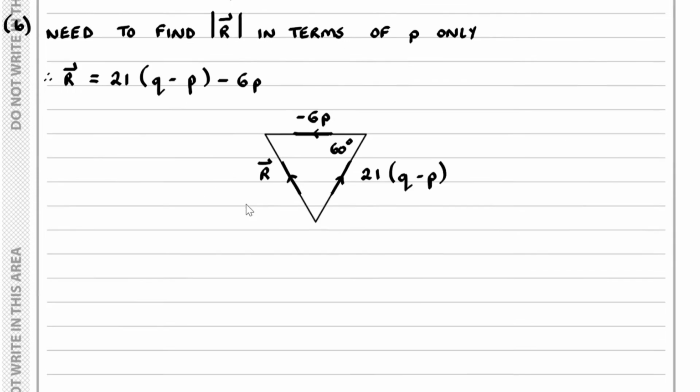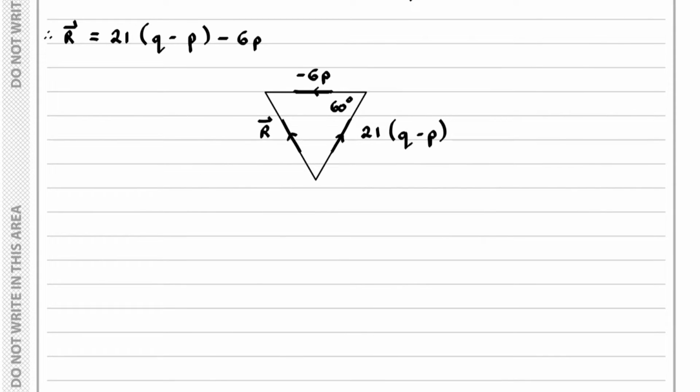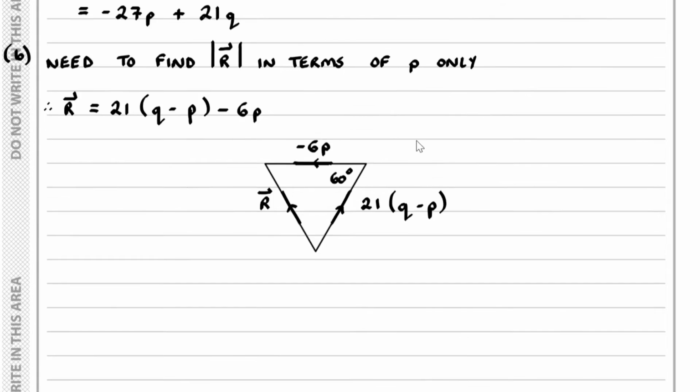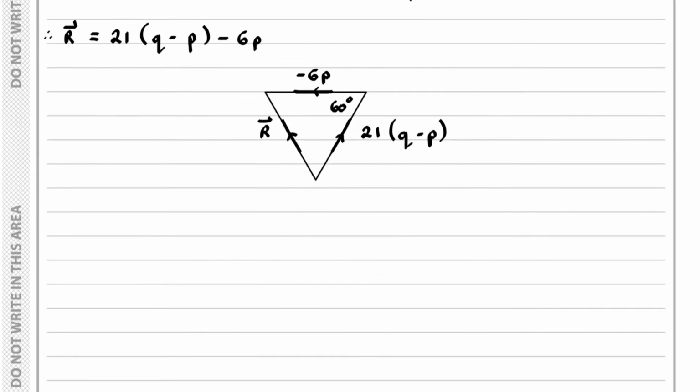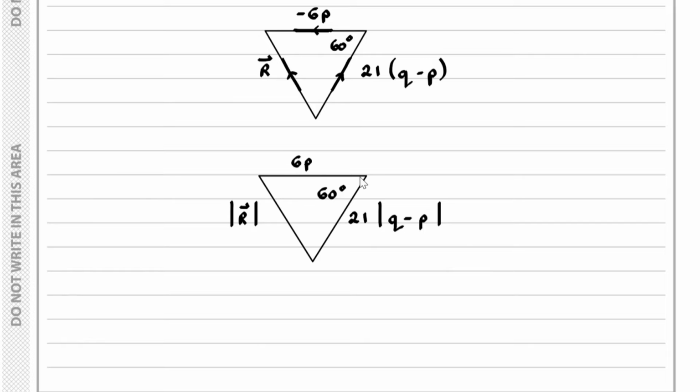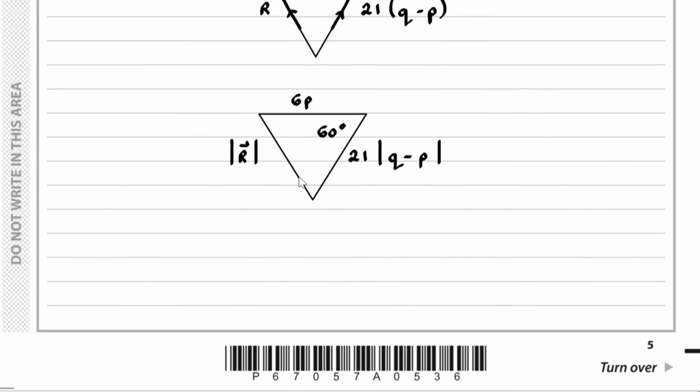And if we find the magnitudes, noting we have an equilateral triangle, what we would have is this triangle here. We've got a side length of r, a side length of 21 multiplied by the vector q minus p, and here a length of 6p.